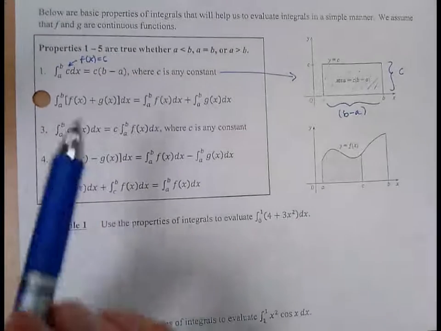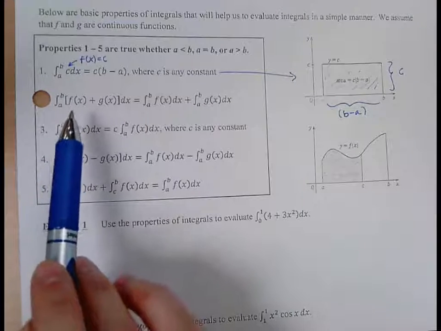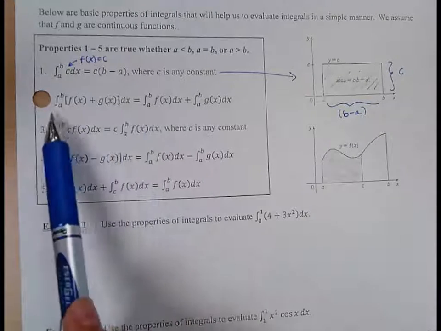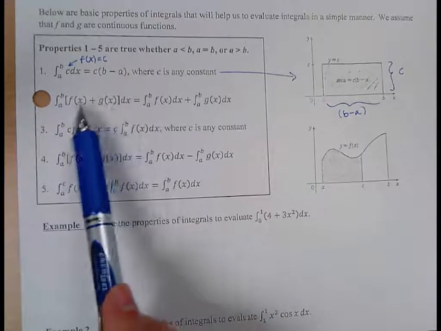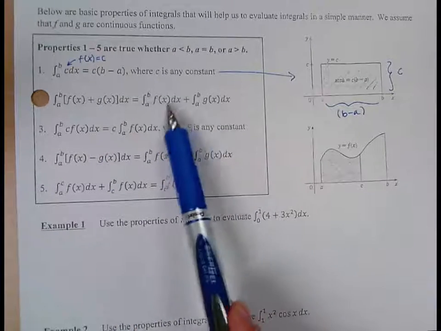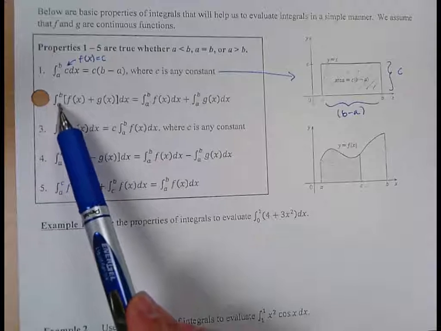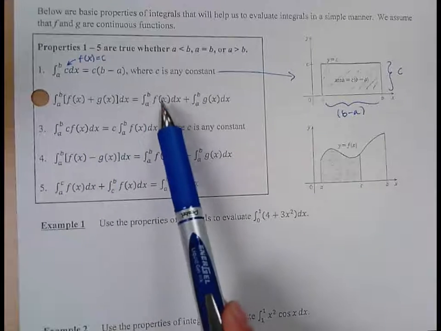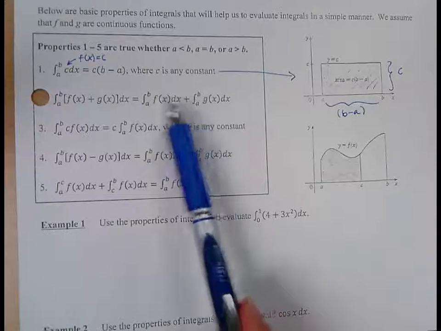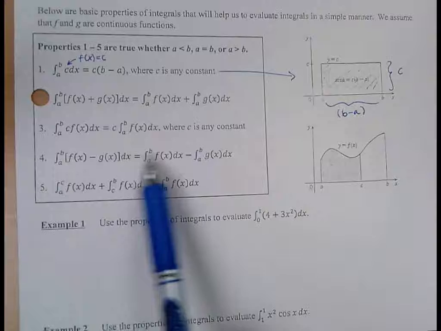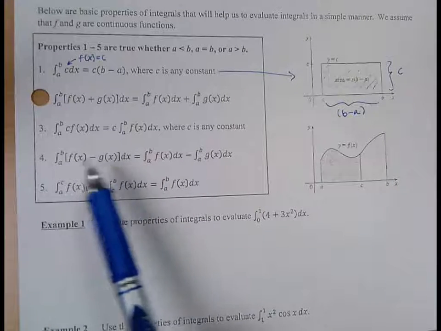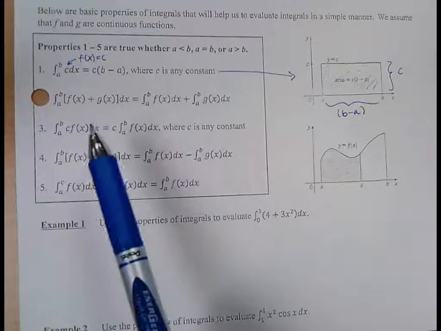And then, I know the 2 got cut off here. 2 and 4 are very similar. So if you have the integral of a sum of 2 functions, it is equal to the sum of 2 integrals. So you can say the integral from a to b of f of x plus g of x is equal to the integral of f of x plus the integral of g of x. And then same for differences. You can split an integral of a difference of 2 functions as the difference of 2 integrals.